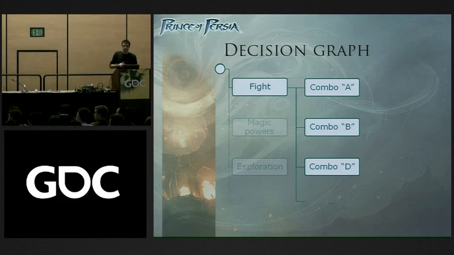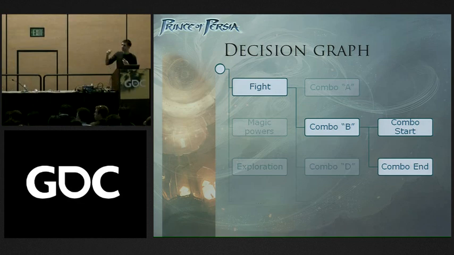So this is a very simple example. Then in the fight, you can have different combos. In combo A, combo B, and combo D, you want to film things differently. And in combo B, you have the start of a combo that you want to film maybe with a free roaming camera, and the end of a combo that you want to film with a scripted camera. So this is exactly the control that our artists had in Prince of Persia.